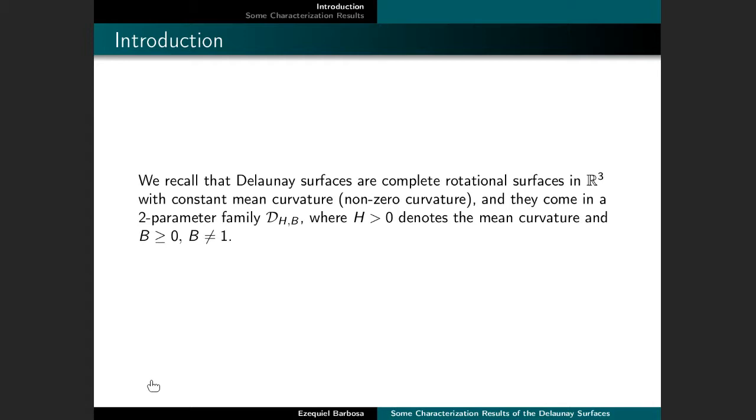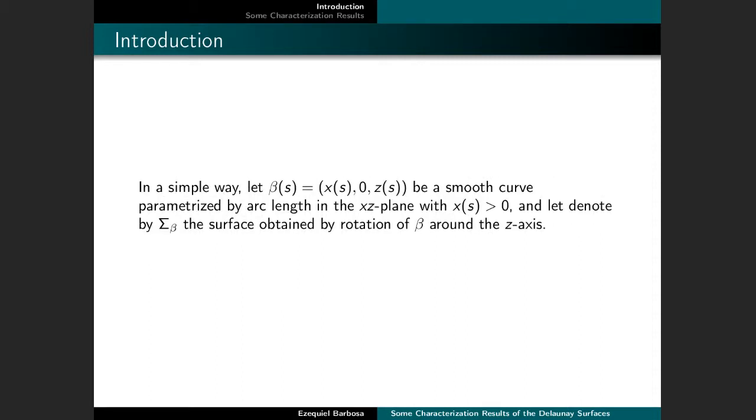In a very simple way, we can describe the Delaunay surface by a two-parameter family of surfaces in the following way. We consider these two parameters, H, a positive constant, and b, a non-negative constant, b different from 1. And we consider a curve. This curve here is in the xz plane, with, in this first moment, the x function a positive function.